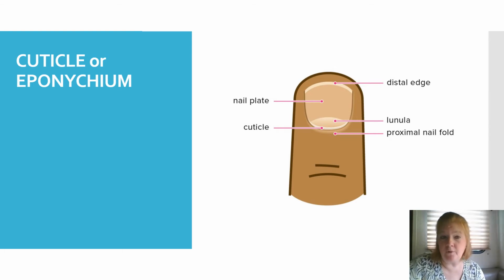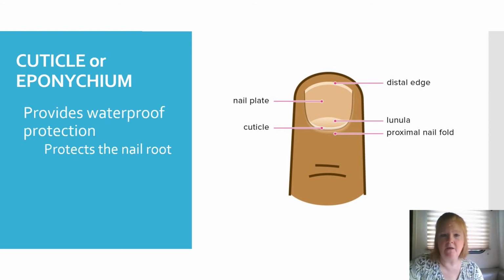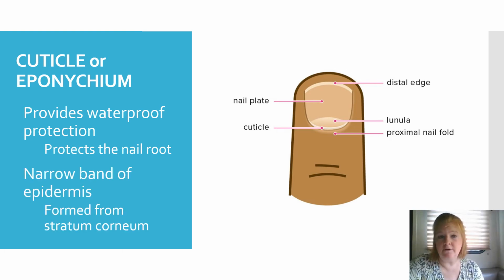Now the cuticle, or eponychium, it provides waterproof protection. So it's at the base of the nail. It protects the nail root and provides that waterproof barrier. It's a narrow band of epidermis. It's formed from stratum corneum, so just the top layer. So it's that narrow band. And if you get your nails done or you trim your nails, you might trim the cuticle because it can sometimes extend up a little further.